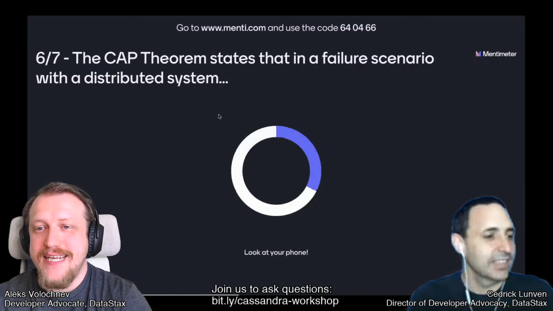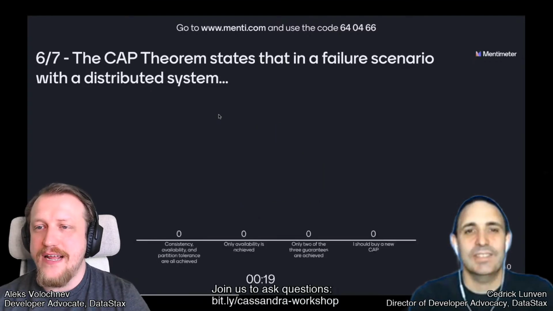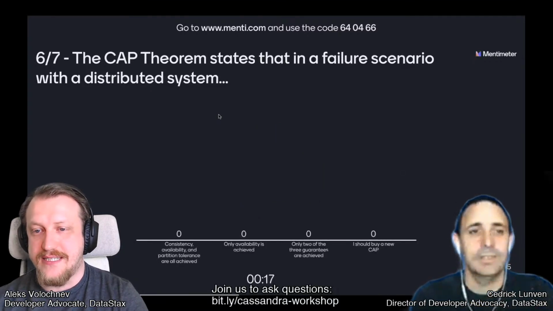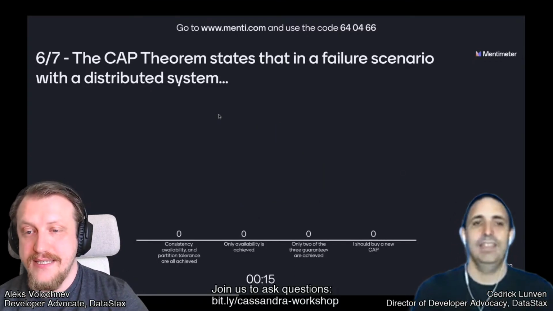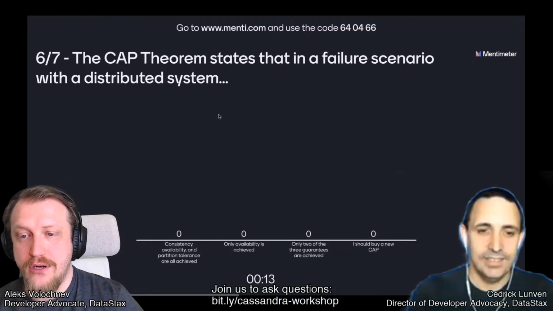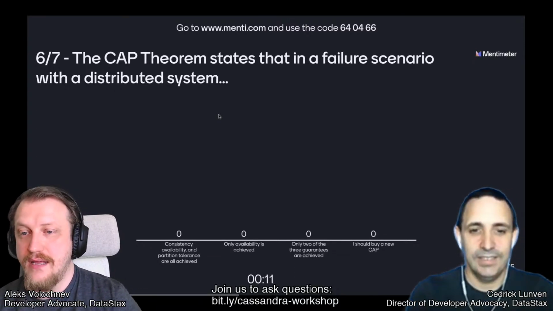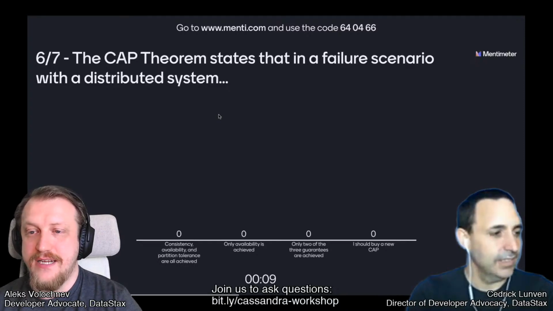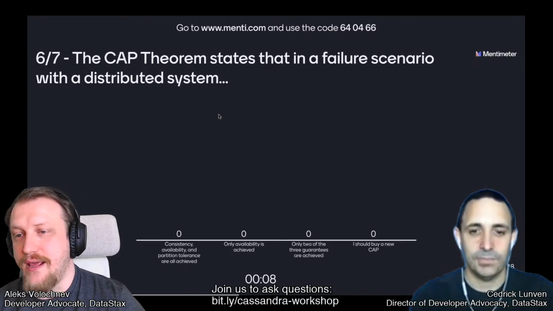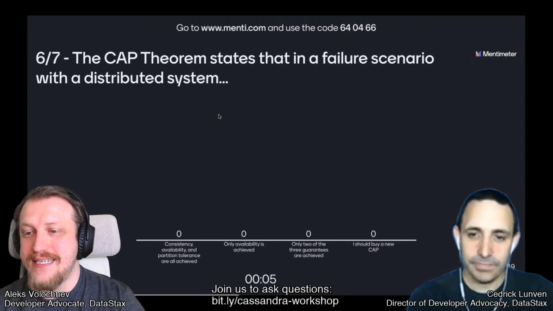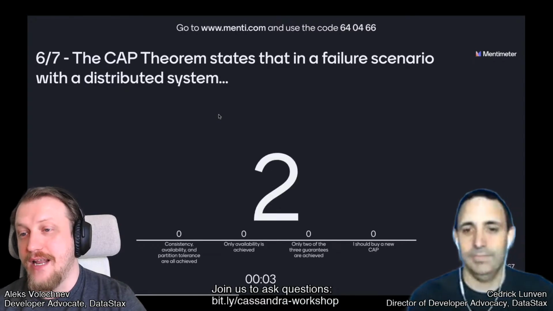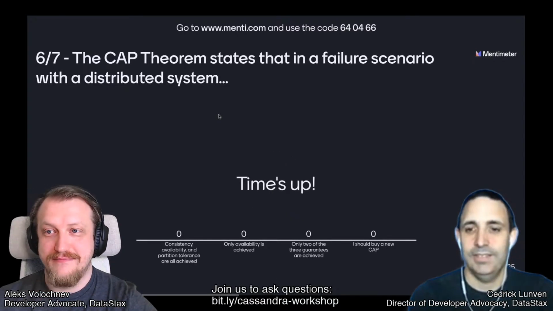Next question is, the CAP theorem states what in a failure scenario with a distributed system. Answer 1, consistency, availability, and partition tolerance are all achieved. Answer 2, only availability is achieved. Answer 3, only 2 of the 3 guarantees are achieved. And last one, I should buy a new cap.